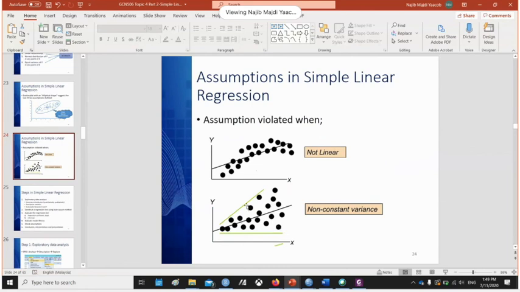So that's why it is important that the assumptions of linearity, normality, and equal variance are fulfilled. So that whatever prediction we make will be valid. Yeah? Okay, all right, got it. Thank you.